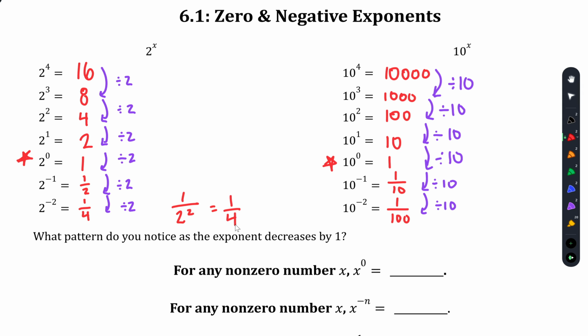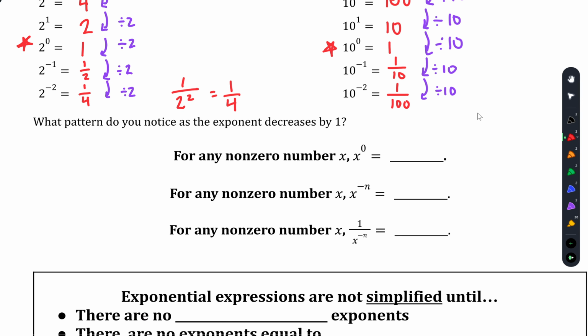So here are our 3 rules for today that we're learning. For any non-zero number, let's say it's x, x to the 0th power is 1. Anything to the 0th power is 1.